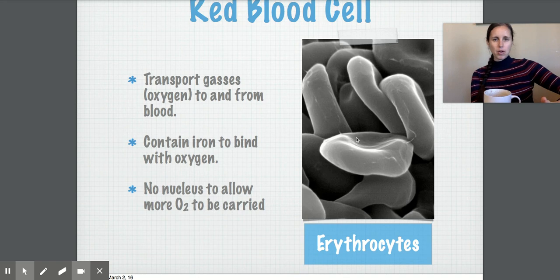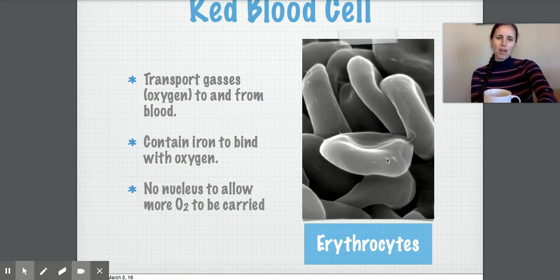Again, we talked about how one of the main important components of the circulatory system is dropping off oxygen. This is what drops off your oxygen: your red blood cells. So they transport oxygen to and from blood. How they transport oxygen is they contain heme, which contains iron. You might have heard of iron being very important for your circulatory system. That's because the iron in the red blood cells is acting almost like an oxygen magnet. The iron will bind oxygen and help to carry it to the body cells.